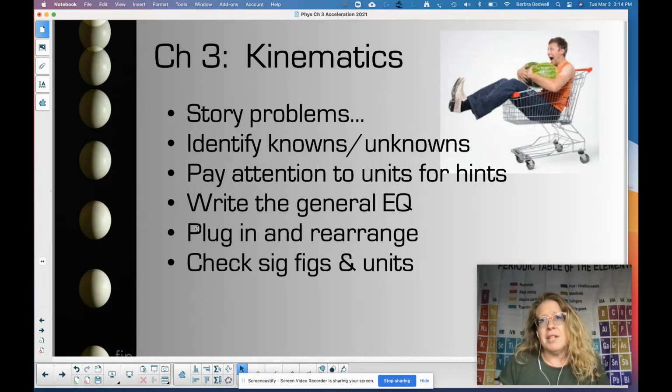As you're solving these problems, you're going to be looking at your general equations and always writing your general equations to work from. In this video, we're going to talk about where these equations come from. And then when you're done, you're always going to be doing sig figs, units, calculations. That plugging and rearranging, your basic algebra skills really are going to get tested on here.